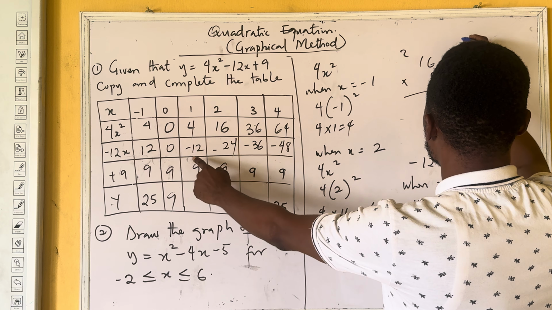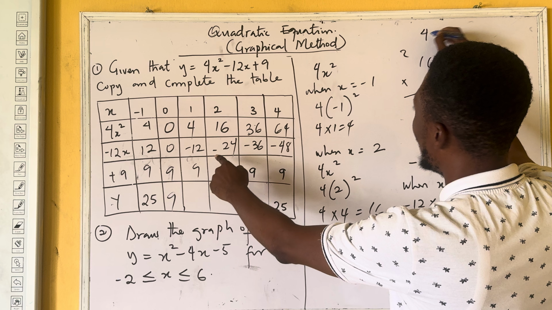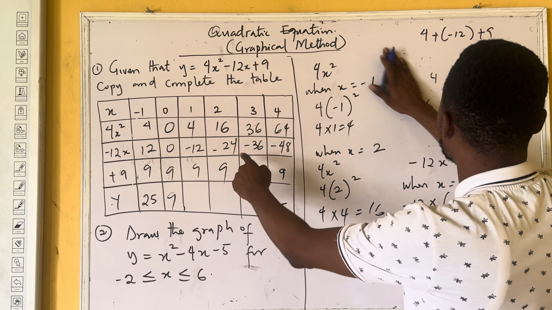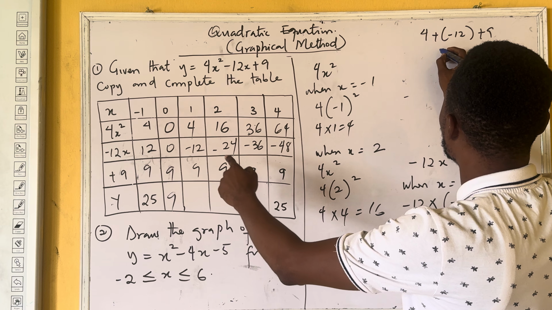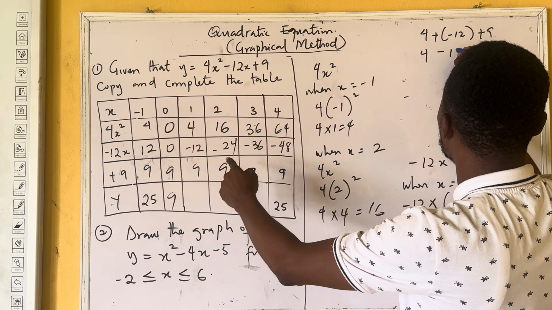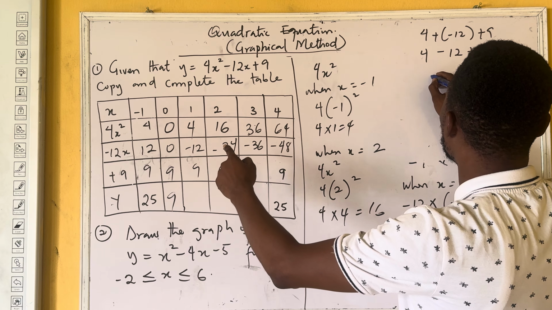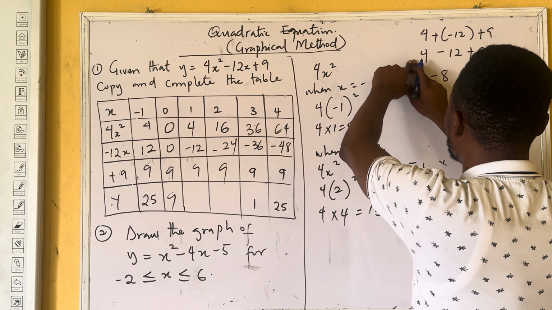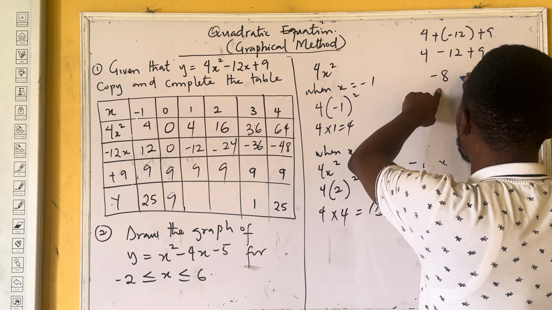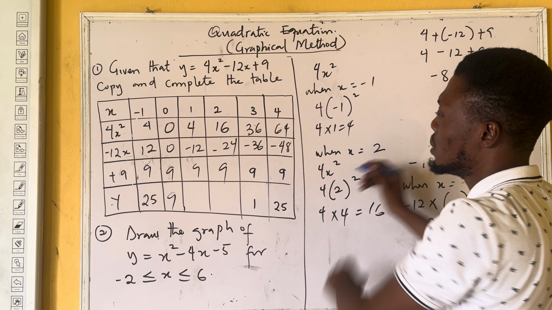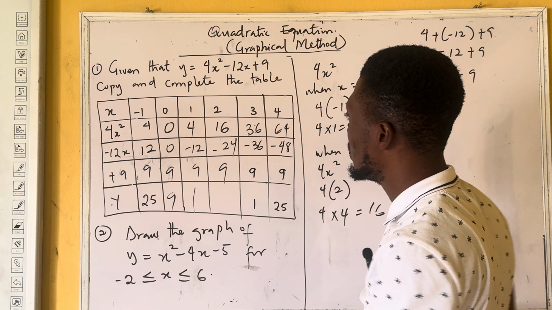So here you have 4 plus minus 12 plus 9. Plus times minus, minus 4 minus 12 plus 9. So 4 minus 12 is minus 8, because plus 4 minus 12 is minus 8, plus what? 9. Minus 8 plus 9 is what? 1. So here is what? 1.